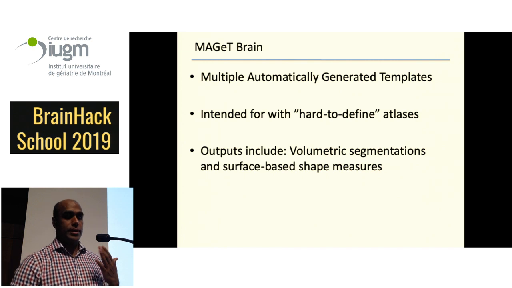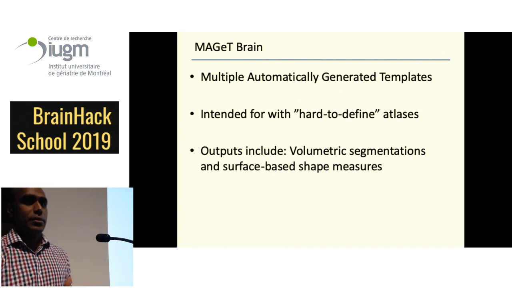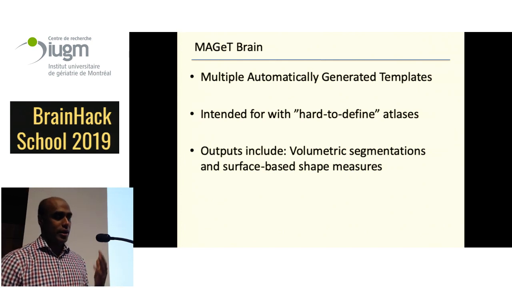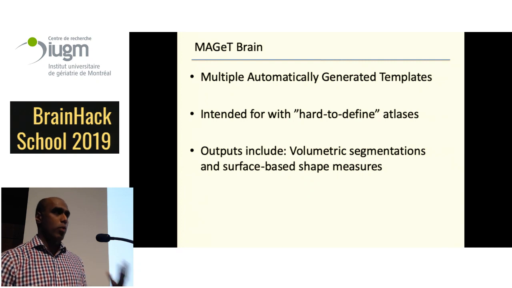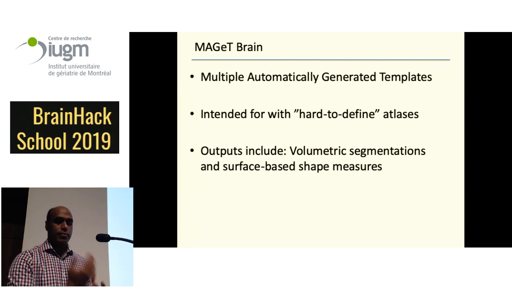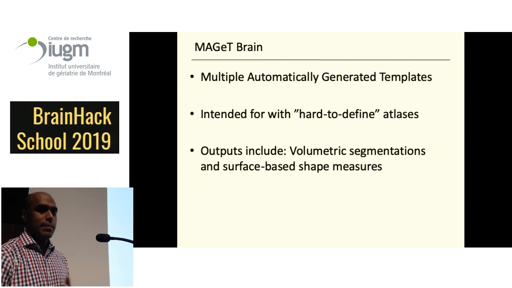Next I'm going to talk about our subcortical segmentation pipeline, and this is the one I'm probably more excited to have as a deep learning application, because you'll see why it's very expensive to run. It has a lot of redundancy built into it, which is why it works well, but also why it takes a whole lot of time and needs a computing cluster to run. So Maggot Brain stands for multiple automatically generated templates.